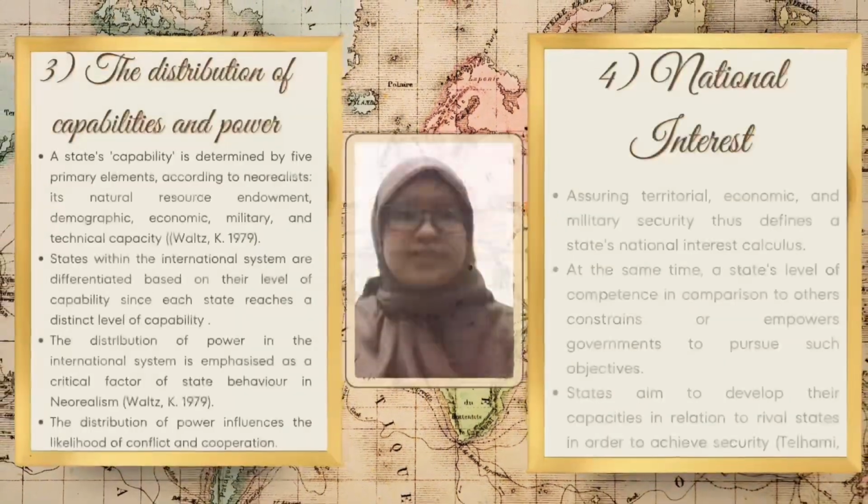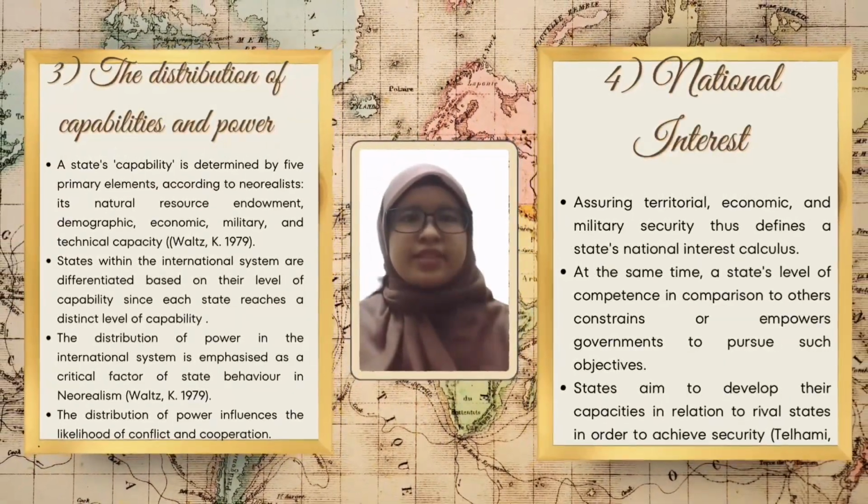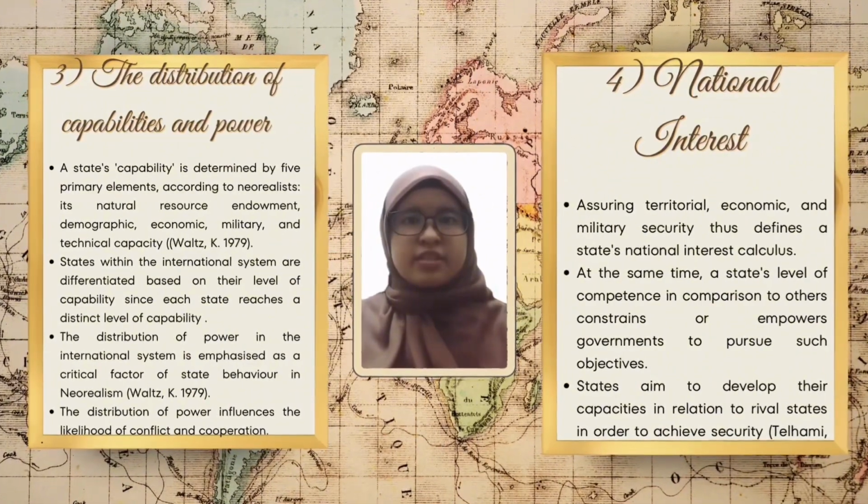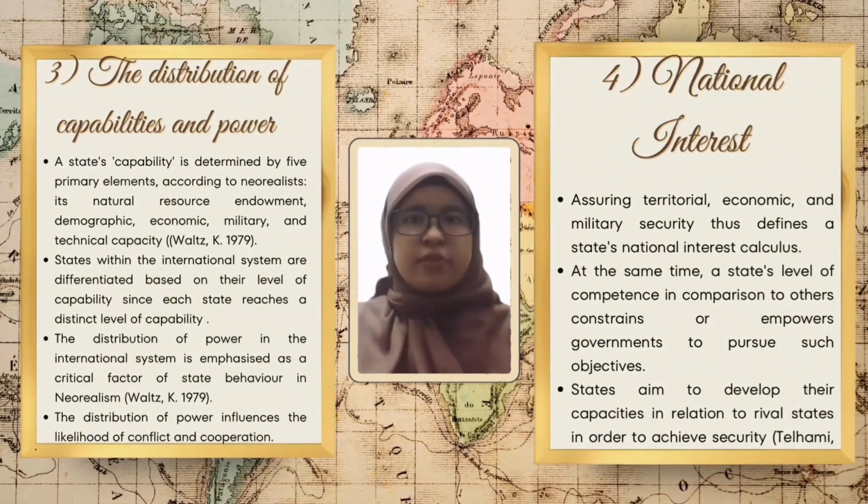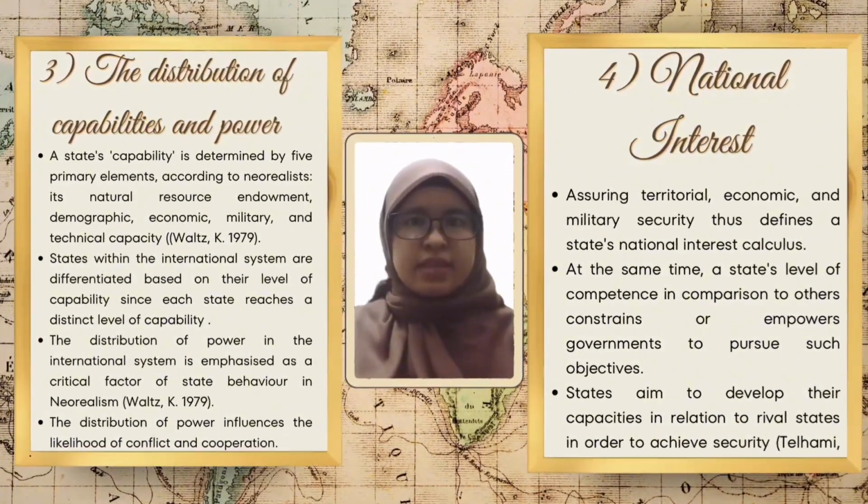The third one is the distribution of capabilities and powers. Capabilities are essential for a state's survival. Survival motivates relative gains. A state's capability is determined by 5 primary elements. According to Neorealism, its natural resource endowment, demographic, economic, military, and technical capacity. States within the international system are differentiated based on their level of capability, since each state reaches a distinct level of capability, which largely supports its survival objectives.